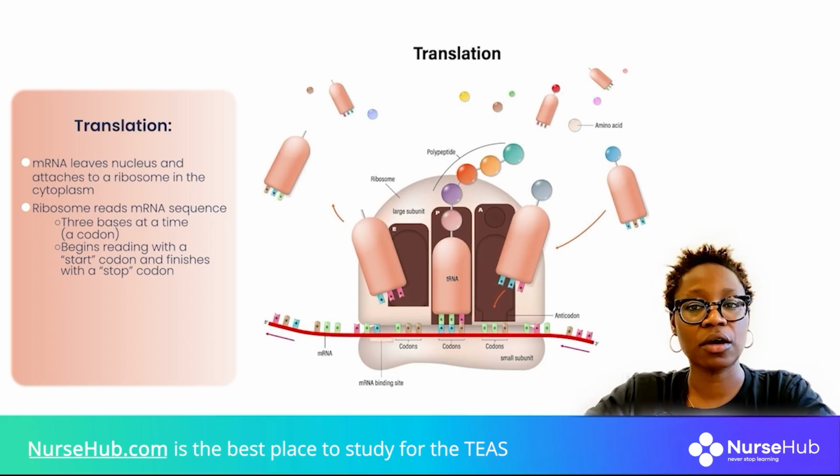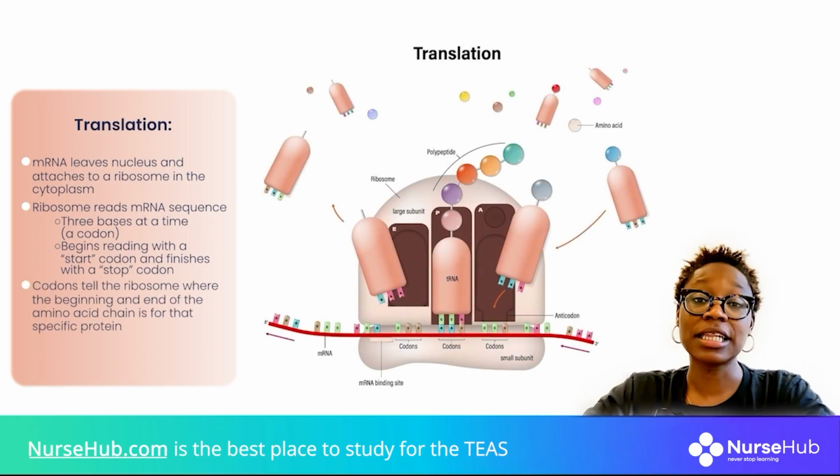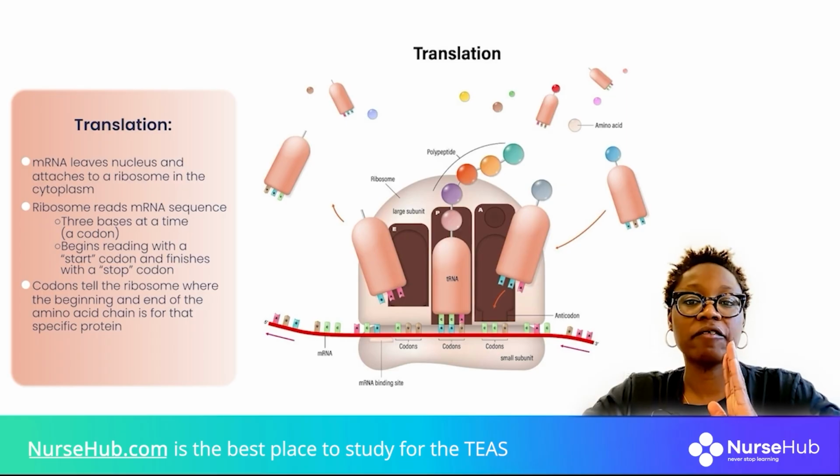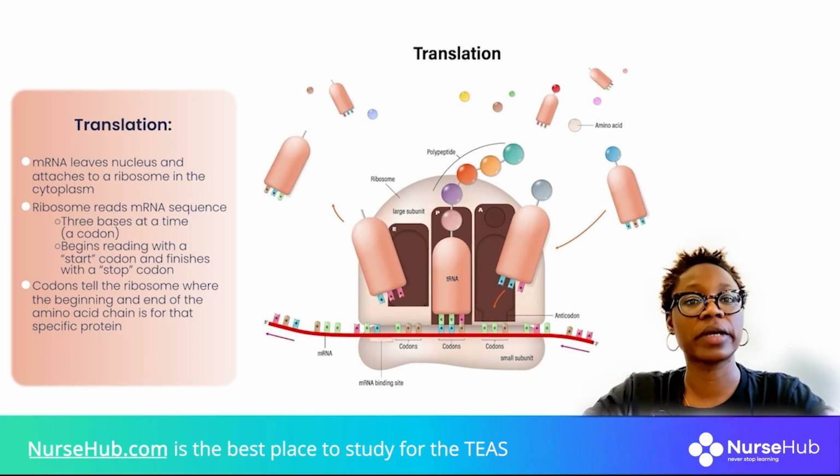There are specific codons known as start and stop codons. These codons tell the cell machinery where the beginning and end of each amino acid chain is for that specific protein. So how do we get from reading to creating a protein?